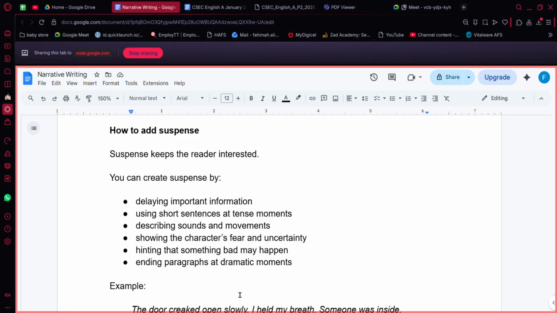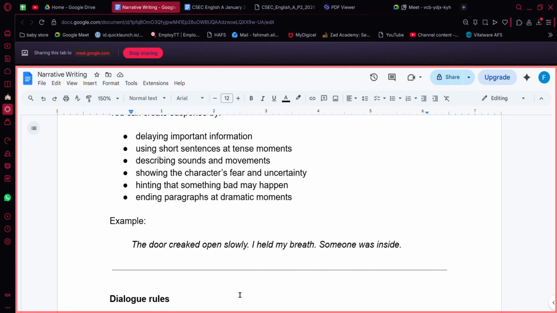Example: The door creaked open slowly. I held my breath, someone was inside. So you're delaying the information of who is the person inside. We don't know who is inside, so it is creating suspense, whether it's a good person or a bad person.